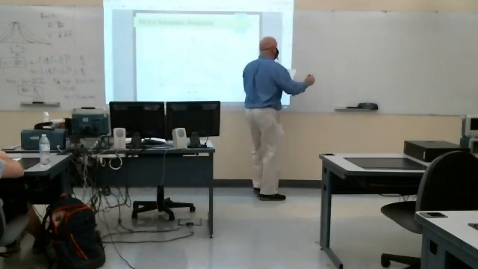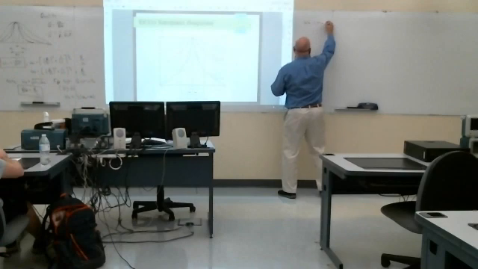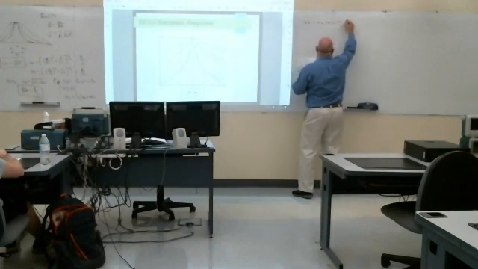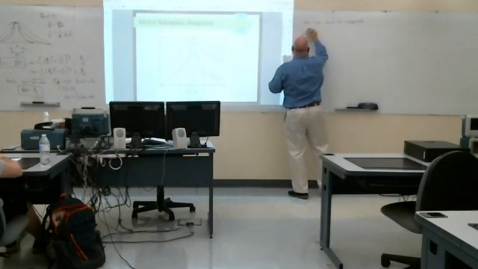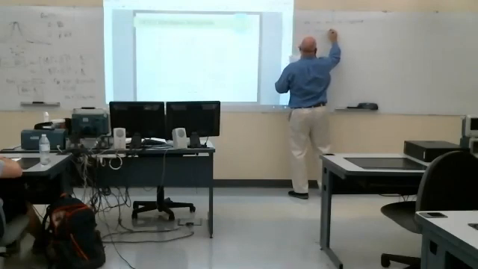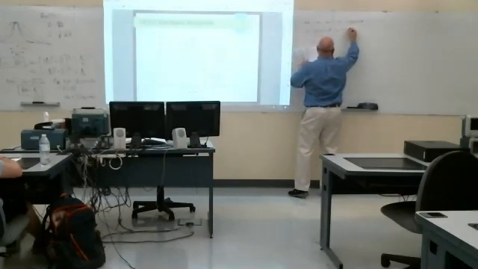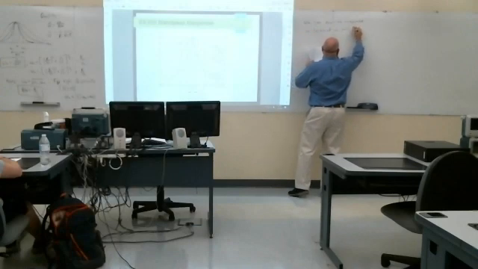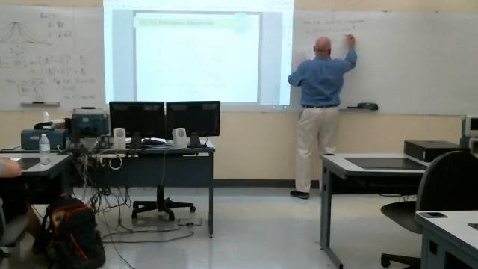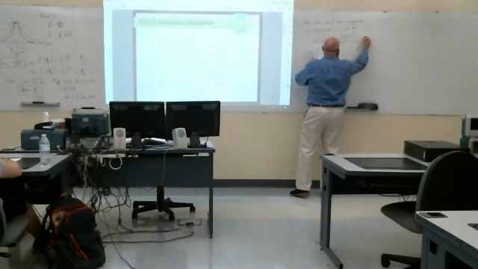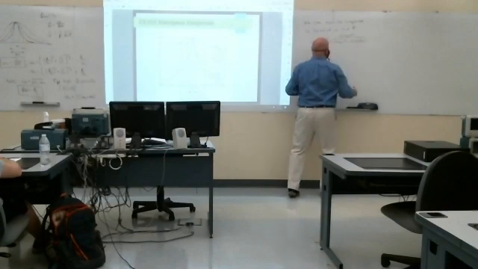We can rewrite the response in terms of omega 0 and Q, where H of S then is S over omega 0 Q, over S over omega 0 squared plus S over omega 0 Q plus 1.